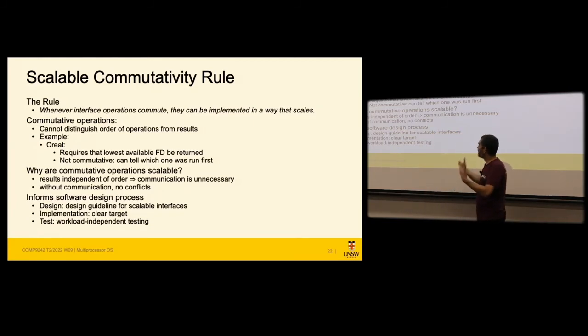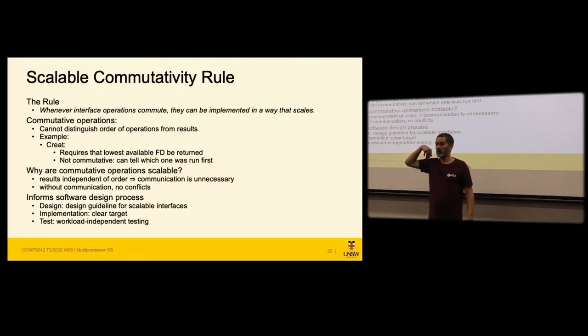So if you have an API that is commutative, it should be possible to implement that in a scalable way. And so this is a really nice result because it can inform your software design. When you're designing an API that's meant to be scalable, then you know what to aim for. You know to aim for operations that are commutative, and so then they can scale. But when you're implementing, you also have a clear target, right? If you're implementing something that's commutative, then your target is something that doesn't do any sharing, that scales.